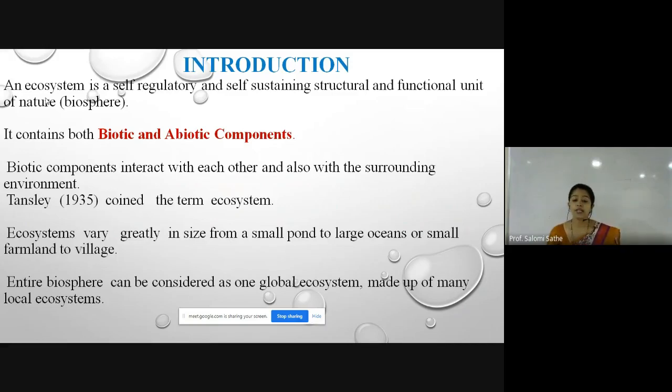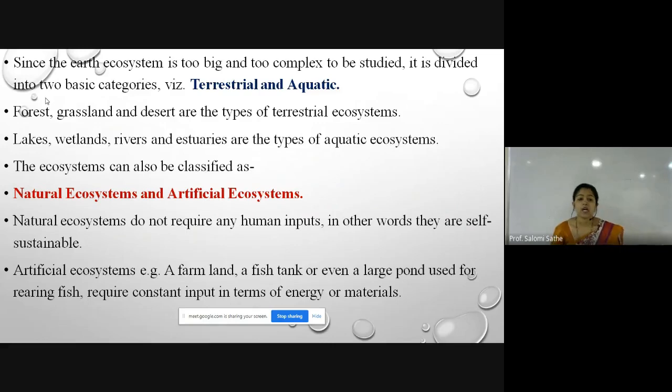Entire biosphere can be considered as one global ecosystem made up of many local ecosystems. I repeat, entire biosphere can be considered. Entire biosphere कशा आपण consider करतो? As one global ecosystem. पूर्ण entire biosystem ही एक global ecosystem है. Why? Because it is made up of many local ecosystems. खूप सारे local system त्याच्यामध्ये आपल्याला पाहायला मिळतात.